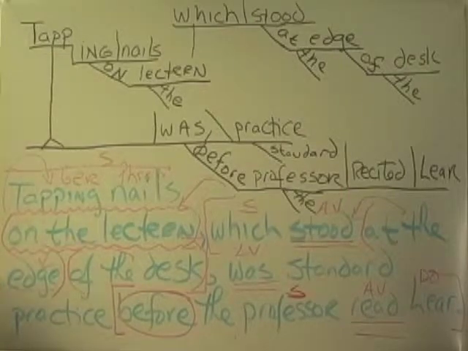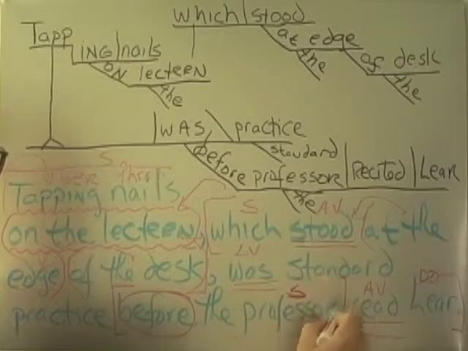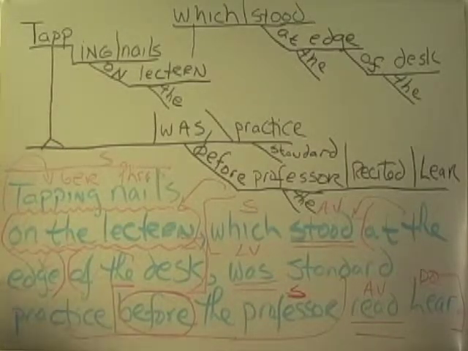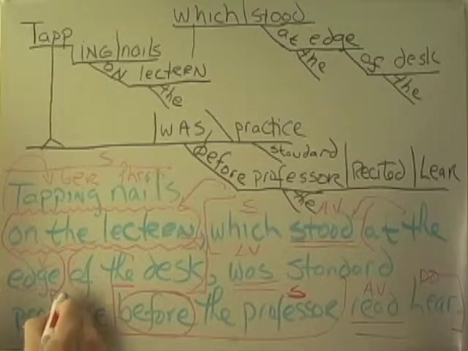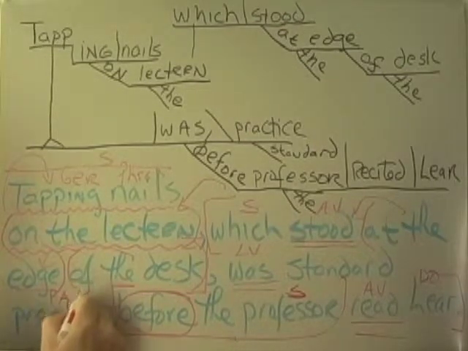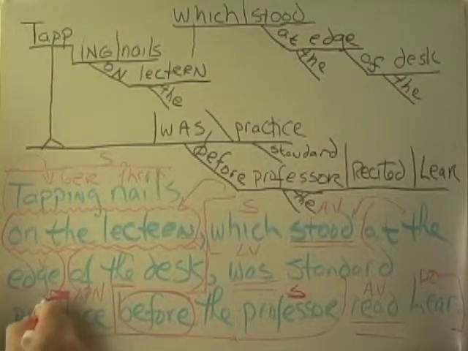And then we've got standard practice. Standard is modifying practice. Not too easy to draw that arrow, but let's just do that. And practice was practice. This is your predicate adjective, predicate noun. Was a practice, I'd call that a predicate noun, so I'll take out that predicate adjective here. At any rate, it's a subject complement.